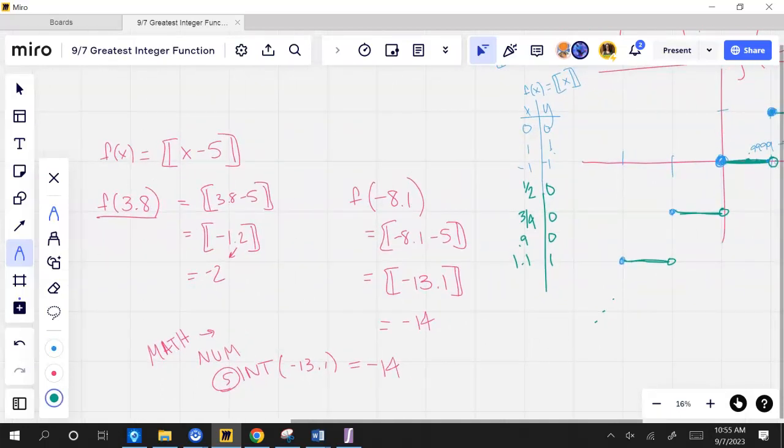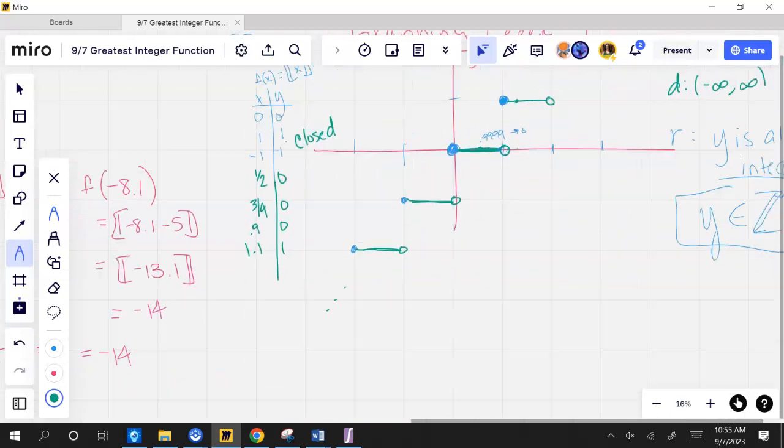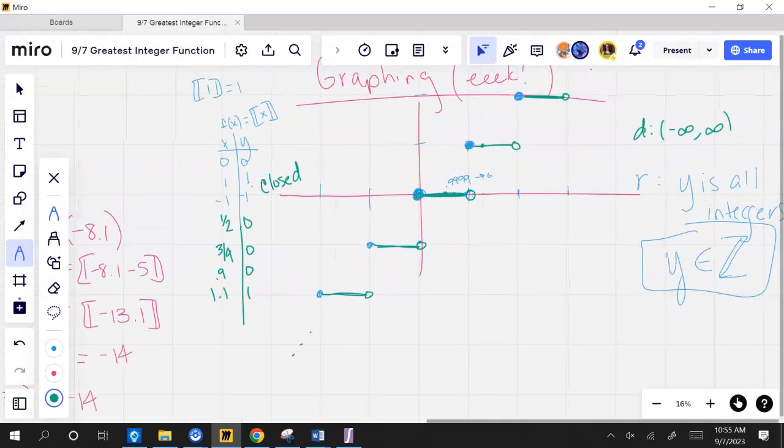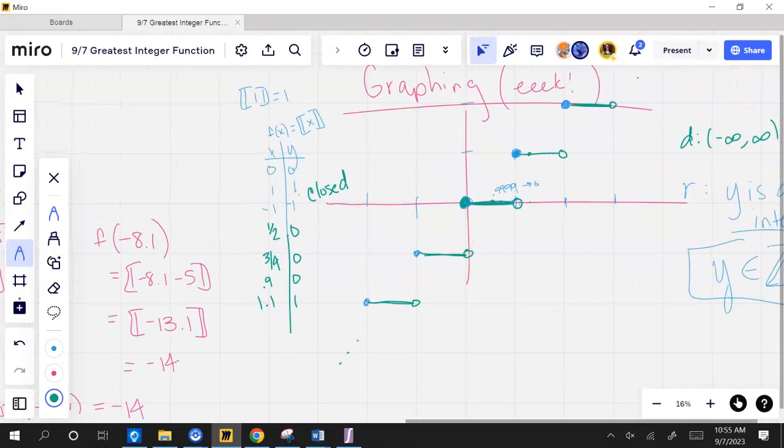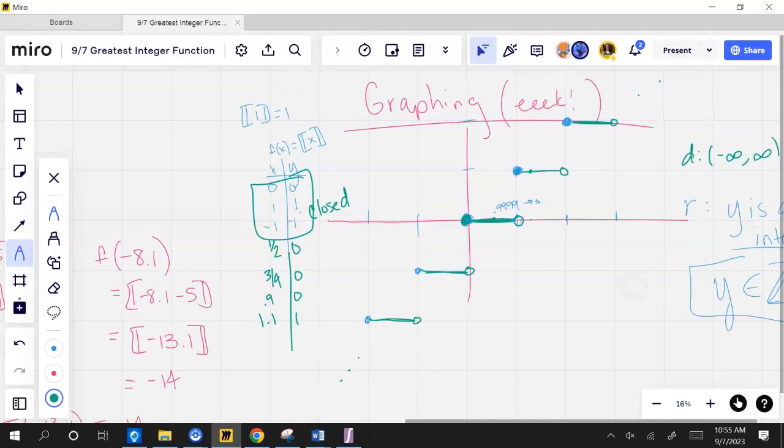So every time I plug in an actual integer value, it gives me the actual integer back out, right? Those are all closed dots. All of these are always closed dots, okay? So as I look at this graph, at 0, 0, it's a closed dot. All of these are actual points, right? Those are the first ones I graphed. 1, 1, 2, 2, -1, -1, -2, -2, and so on and so forth.